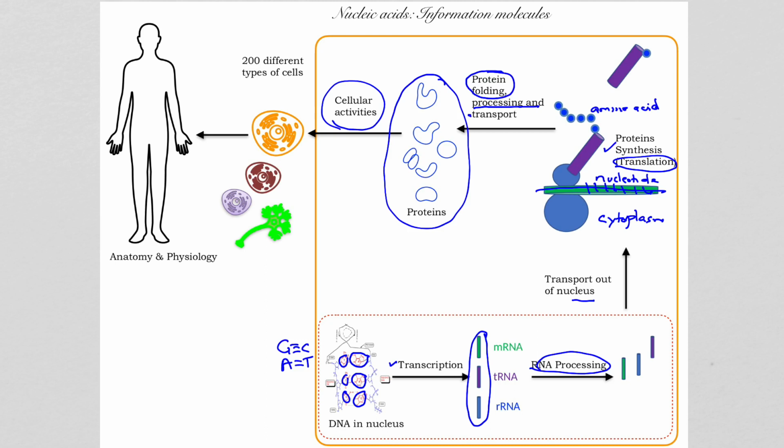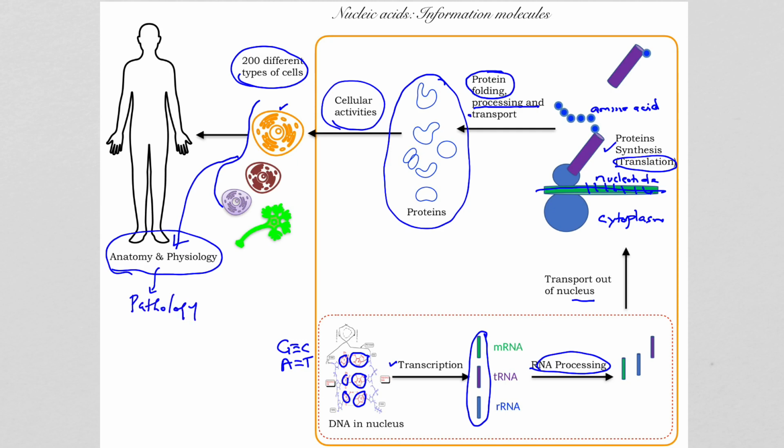And this is what we see in the 200 different types of cells that we have. And the activities of these cells is responsible for human anatomy and physiology in health. And in disease, it's responsible for pathology. So that's the big picture. This is where one of the important functions of nucleotides is.